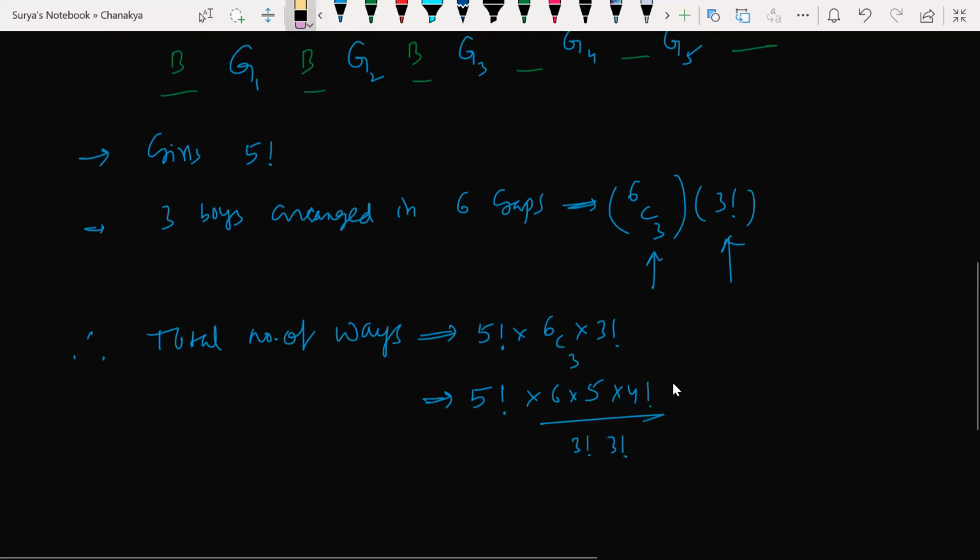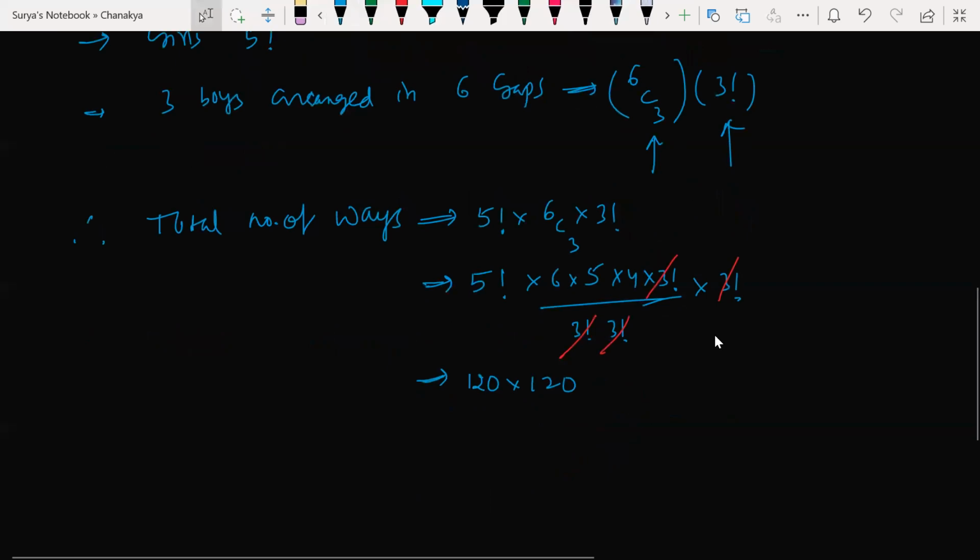So let's expand this. Now look here: 3 factorial, 3 factorial cancel out. What you are left with: 5 factorial is 120, and 6 into 5 is 30, 30 into 4 is 120, so 120 into 120 is 14,400. So 14,400 is the final answer.